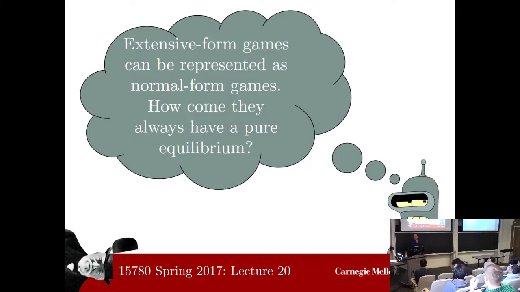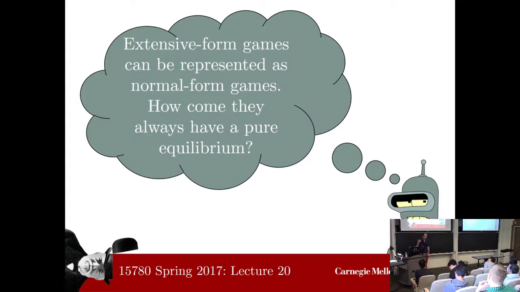Now, what we just said here is that we didn't talk about mixed strategies at all. I told you can just solve the game by backward induction. You get a pure subgame perfect equilibrium, which in particular is a Nash equilibrium. And moreover, we said before that extensive form games can be represented as normal form games. So what's going on? Let me answer my own question, just in case you were wondering.